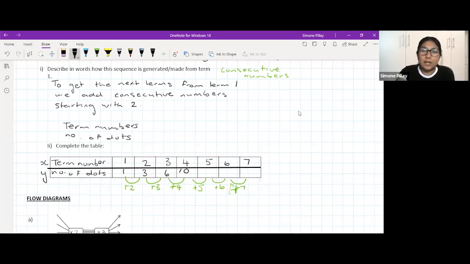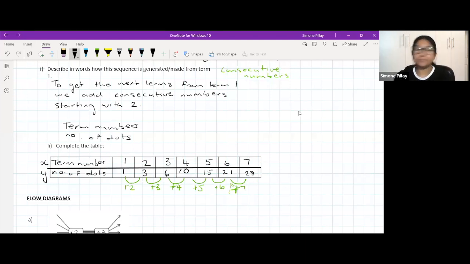Let's change my colors back. 10 plus 5, 15, 15 plus 6, 21, 21 plus 7, 28. And I see we have answers in the chat. Thank you. 28. Great. You guys all got that correct.